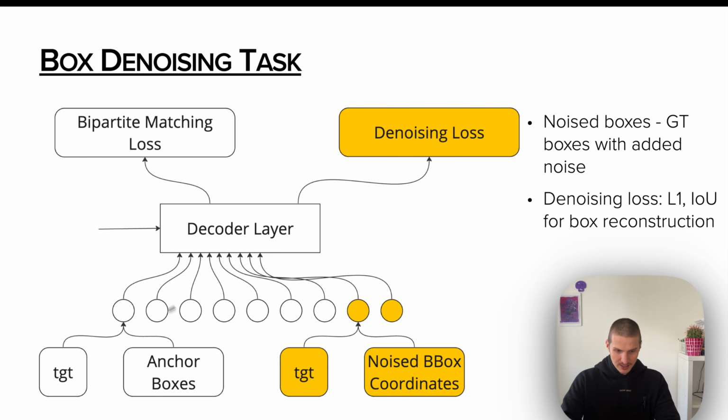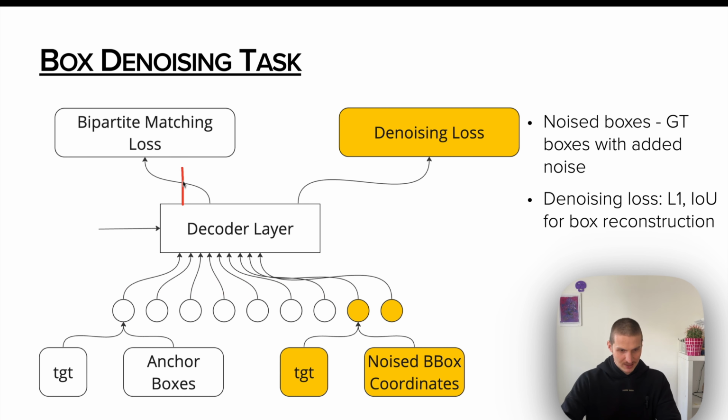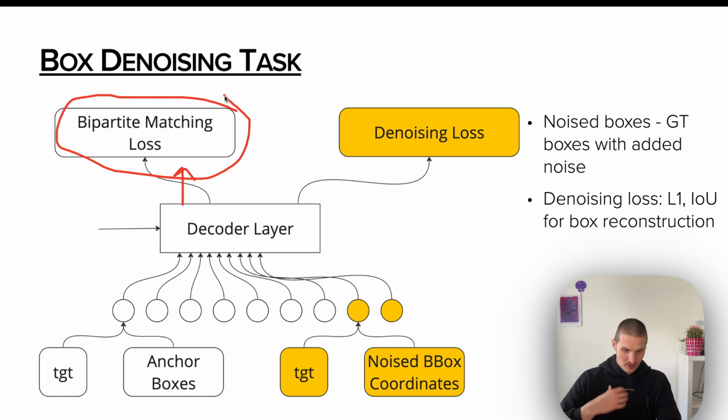Now, usually in DAB Detr, we have these initial queries. We pass them through a series of self-attention and cross-attention layers. And the output of that is the same set of 300 queries. And we feed that into bipartite matching loss.